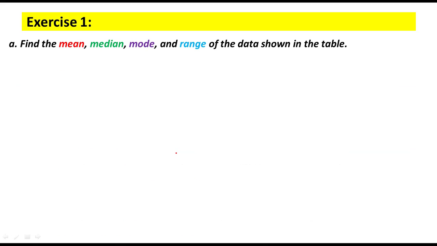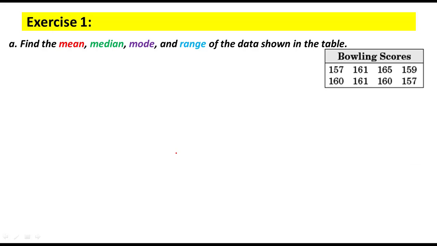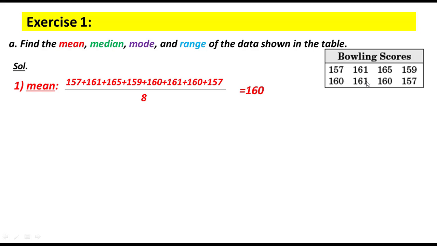We're going to begin to solve some exercises. Find the mean, median, mode, and range of the data shown in the table. If we add all of the numbers that we have here and divide by 8, because we have 8 numbers, this gives me 160. Now, to find the median, I'm going to arrange the numbers in ascending order from least to greatest. I see here in the figure how to find my median.